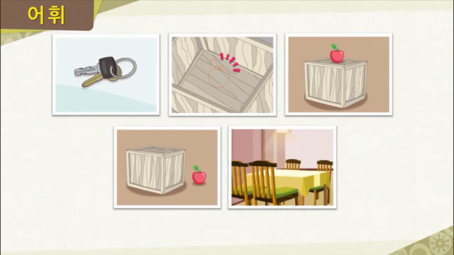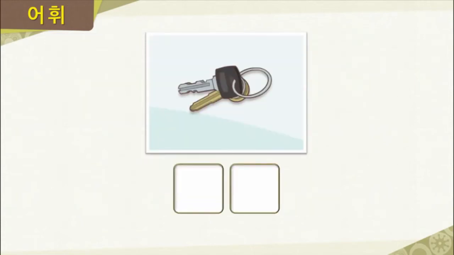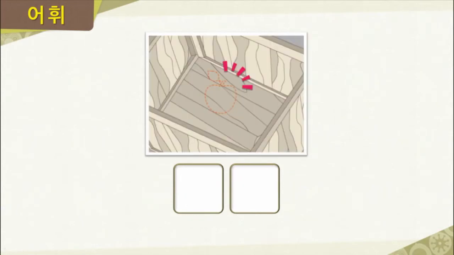So let's move on. Now in this picture, what do we have? Right, we have a pair of keys, or in Korean we would say 열쇠. Now in this next picture, we are looking for something. It looks like an apple here. What word do we use when we are looking for something? Correct, we would use the word 어디.